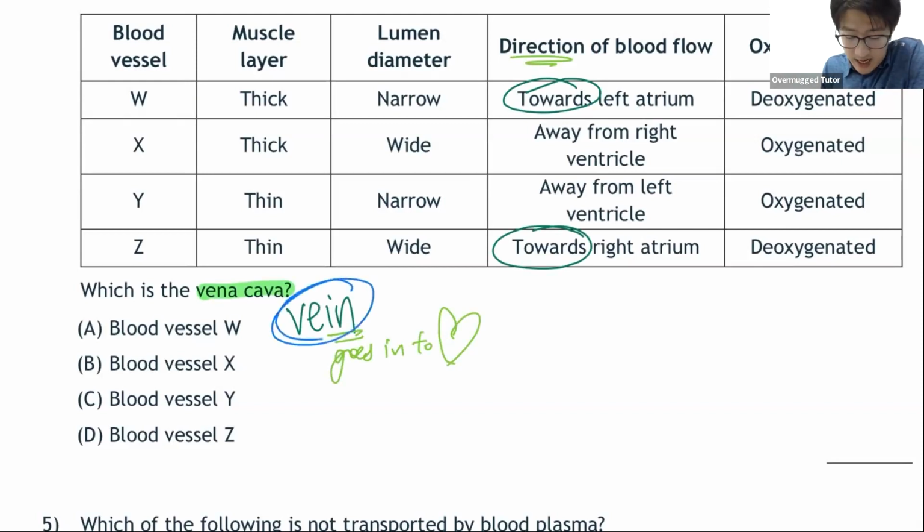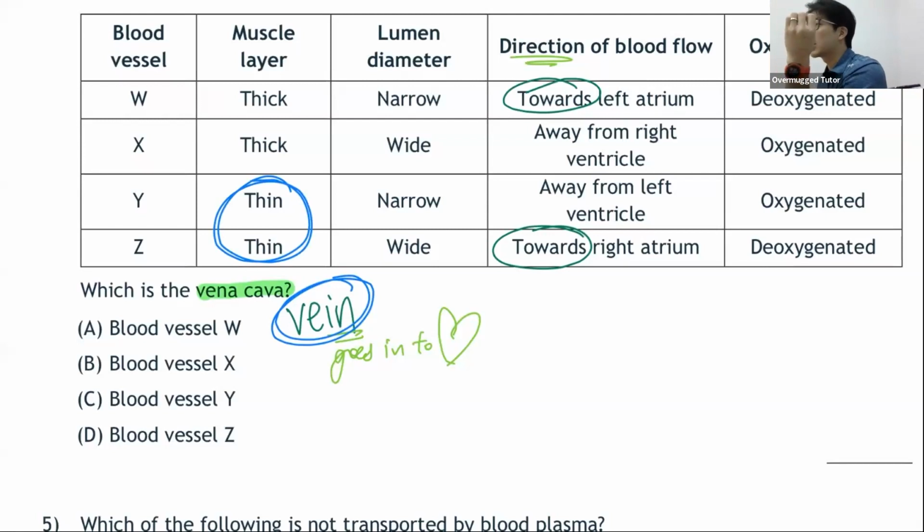And moving on from the word vein, we can look at the muscle layer and lumen diameter. Veins have thick or thin vessel walls? Thin, very good. Why thin? And in contrast, why do arteries need thicker muscular walls? Arteries are blood vessels that transport blood at high pressure. Yes, what's the word there? Thank you. Withstand. The artery transfers blood at high pressure, so the wall must be thick to withstand that high blood pressure.